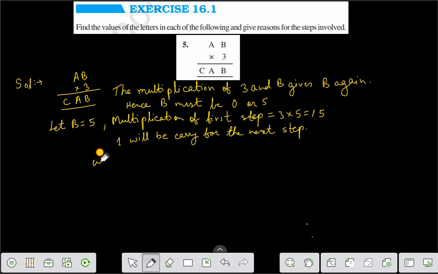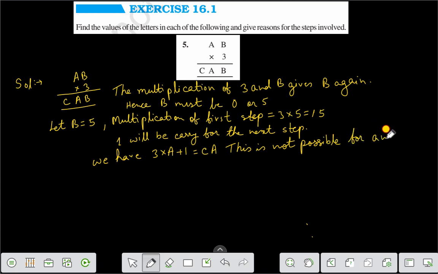We have 3 into A plus 1 is equal to CA. This value CA is not possible for any value of A.